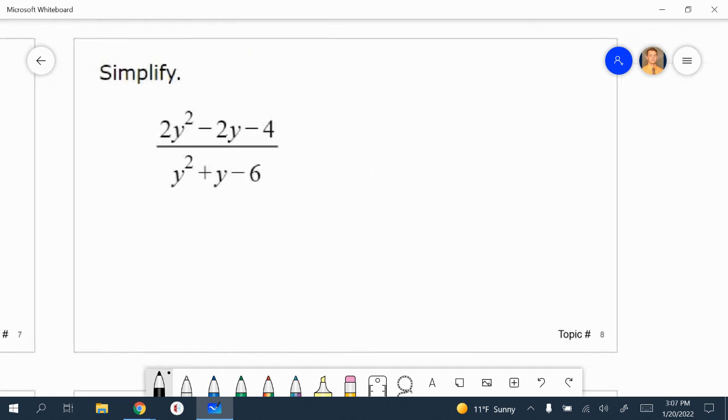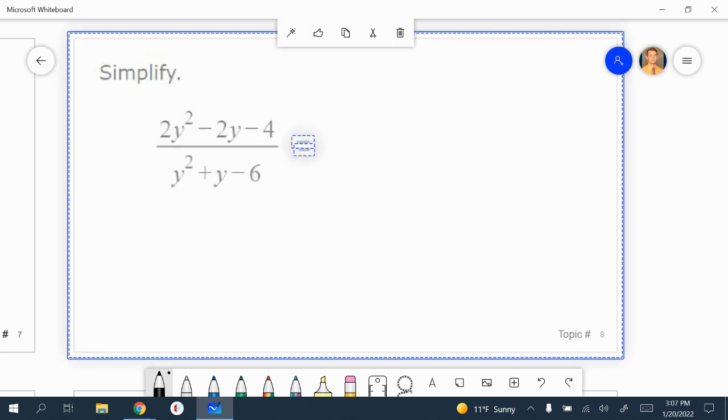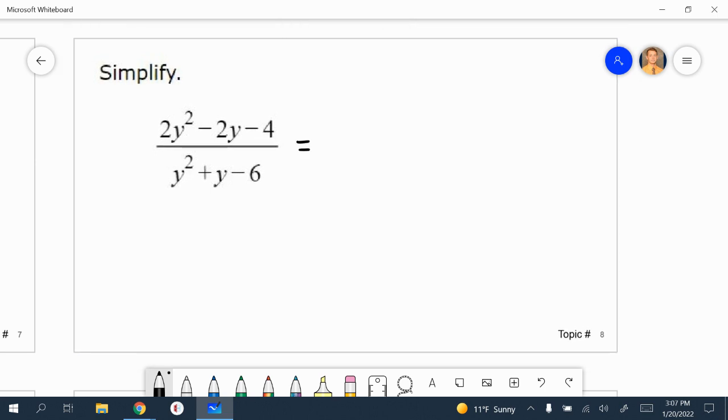Topic number 8. Looks like we're going to have to do a little bit of extra factoring on this one. Now we're getting into some situations where we have to work a little harder to factor that top piece because it has an a value attached to it. You might be able to figure it out in your head, but I'm going to go through it the old-fashioned way. It's a little bit of work, but it'll work for every single question.